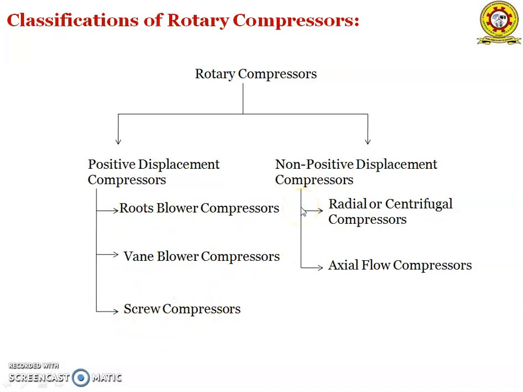And the next one is the non-positive displacement compressors. Non-positive displacement compressors consist of impellers and casings, and the classifications are radial or centrifugal compressor and axial flow compressor.